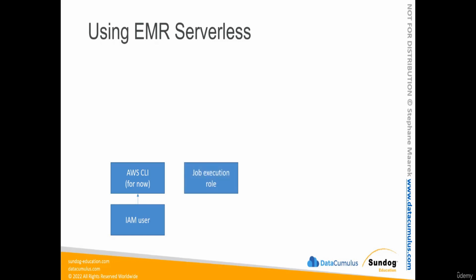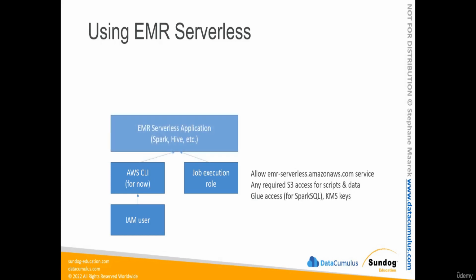You then need to set up a job execution role in IAM for the job itself, and that makes sure that your job has permission to access Amazon EMR Serverless, as well as any permissions that it needs to access your scripts in S3, any data that it needs to access in S3. If you're doing something with Spark SQL, you might need access to Glue for Glue metadata stuff, or any KMS keys that you might need for any security that you've set up as well.